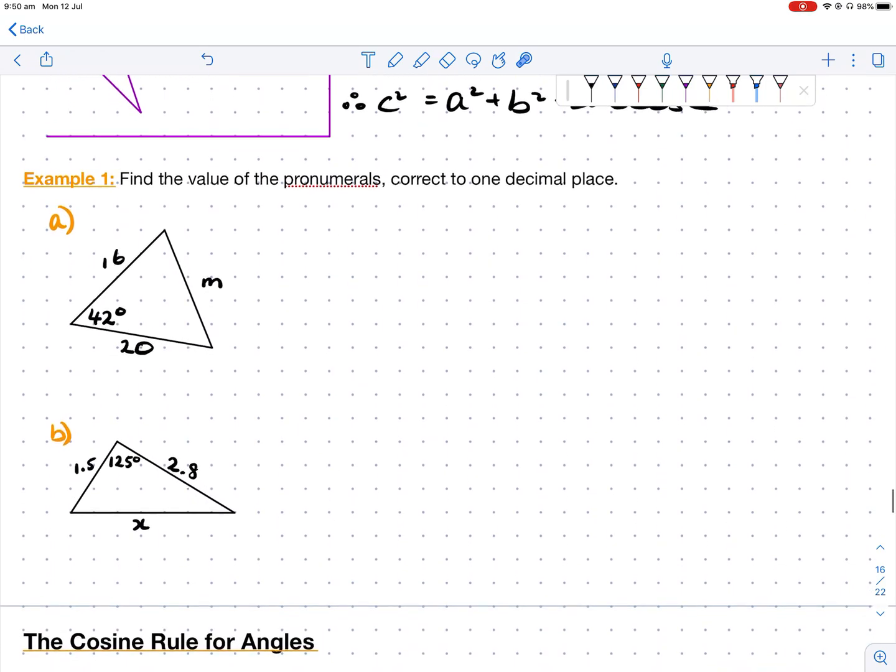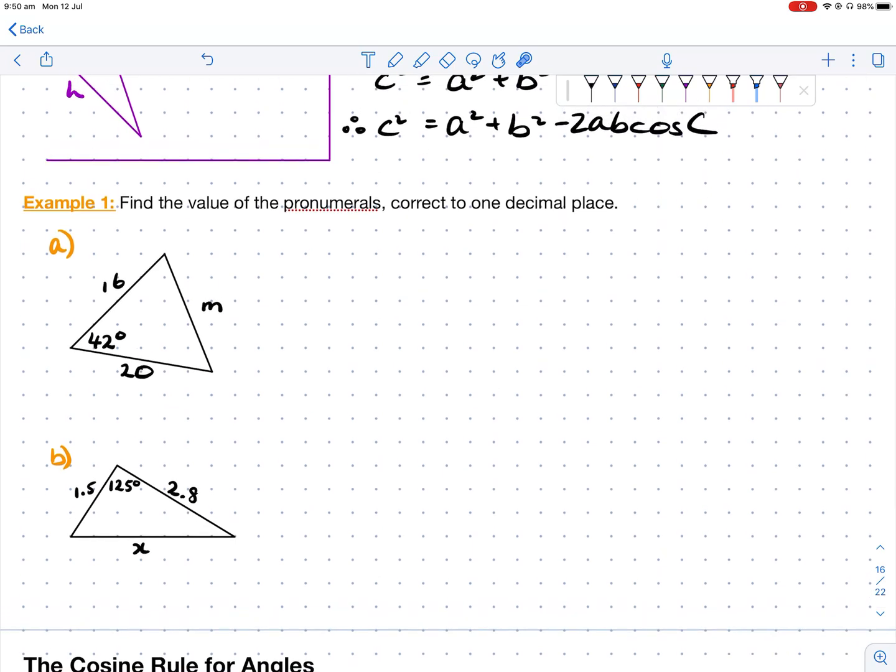So let's have a look at a couple of questions now. If we wanted to find the pronumerals for these cases, c squared is opposite cosine of C. You can see there's the angle and the side opposite is m. So the thing that we're looking for is going to go at the front, and we do have the angle that we needed at the back. So angle, there's the side.